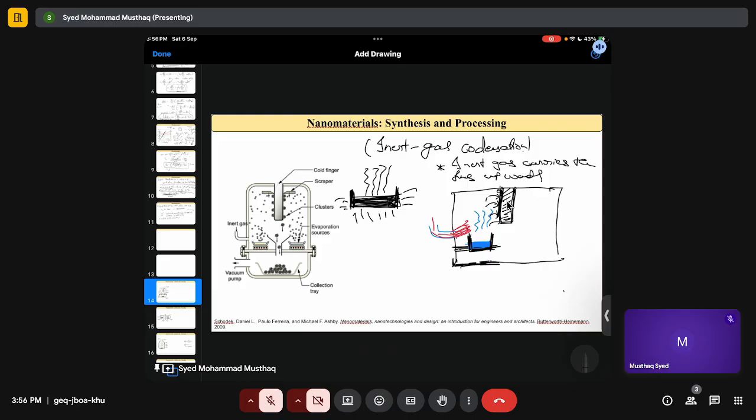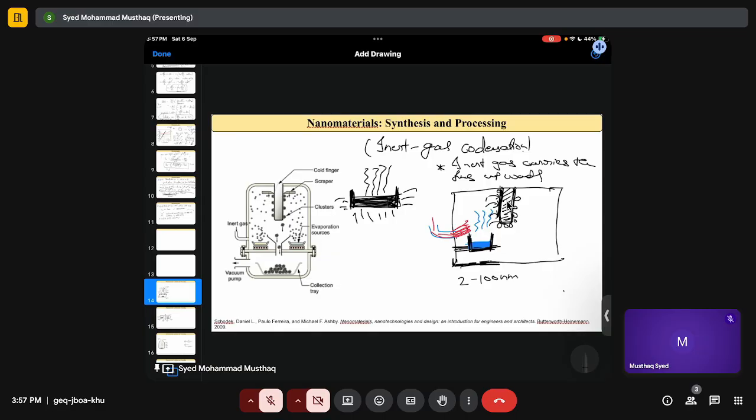So the vapor cools rapidly, and if there is supersaturation, it will form the nanoparticles, and the size range will be 2 to 100 nanometers, which can be collected from the cold finger. How do you collect? You just scrape them out. They will come out. Even alloy particles can also be made.